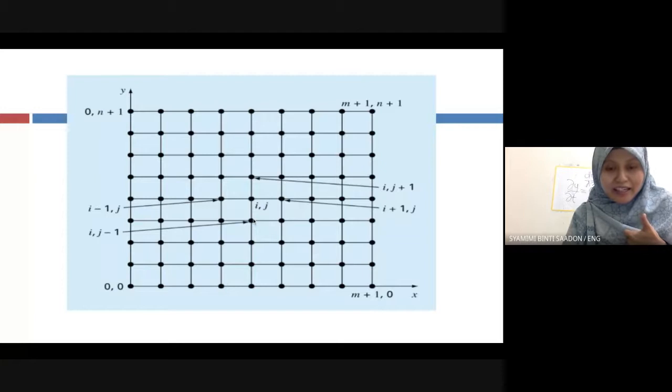we are going to calculate each of these nodes. So for example, this one is i plus 1, j; this one is i, j plus 1; this one is i minus 1, j; this one is i, j minus 1. For a heat transfer process, it means that we are going to calculate the temperature, or heat flux, at each of these nodes.